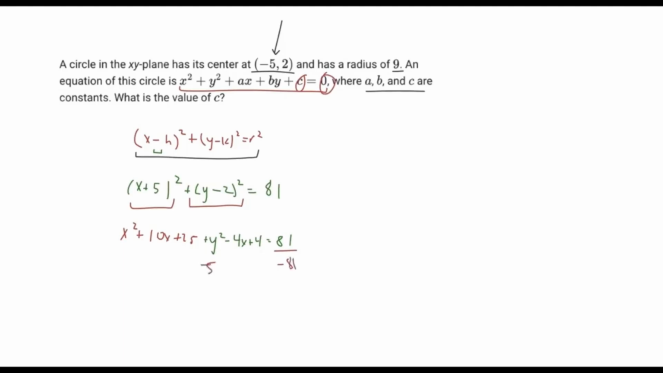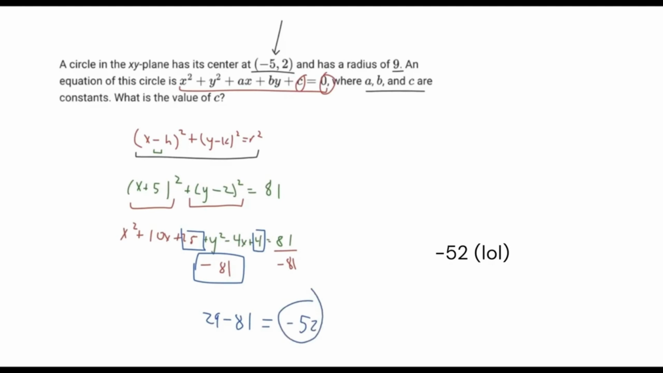Once we subtract 81 on both sides, we just want to combine like terms, right? We have a positive 25 here, a positive 4 here, and then a negative 81 here. So here we just have 29 minus 81. And 29 minus 81 will give us a value of negative 52. And therefore we can determine that the value of c here is just going to be negative 52.